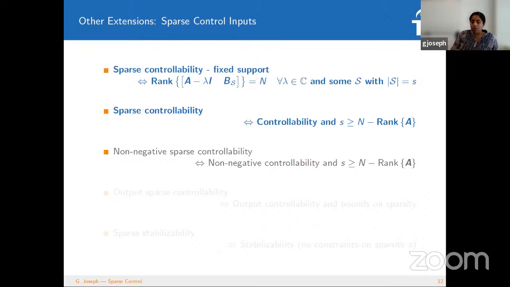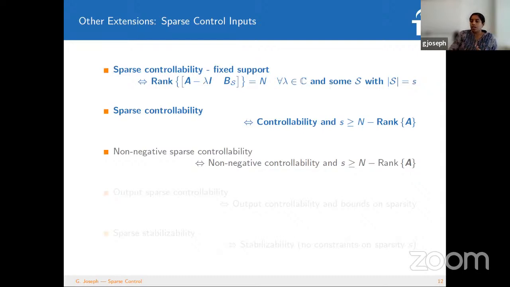That is, you cannot influence your dynamical system in a bidirectional way. You can only have positive control inputs. All the entries should be non-negative. So in this case, we can show that non-negative controllability and the same bound on sparsity will ensure non-negative sparse controllability. The proof is quite involved, but the bottom line is non-negative controllability plus the same bound on sparsity will lead to non-negative sparse controllability.